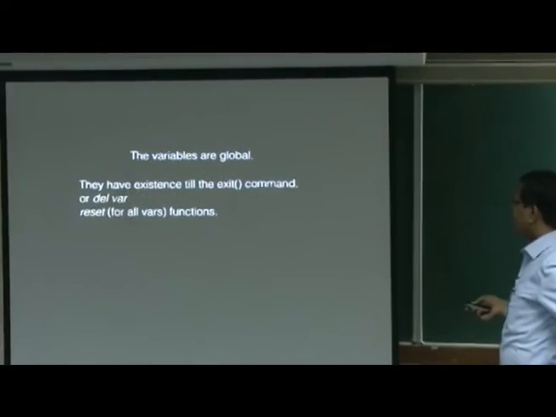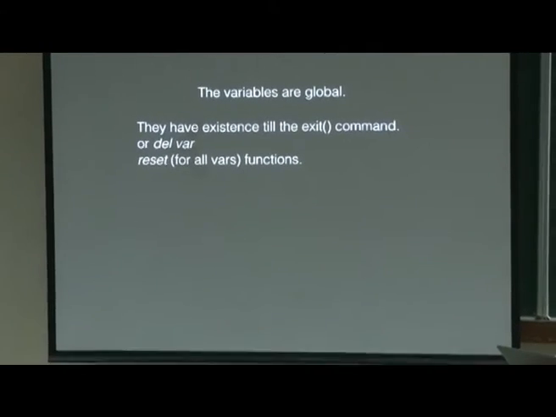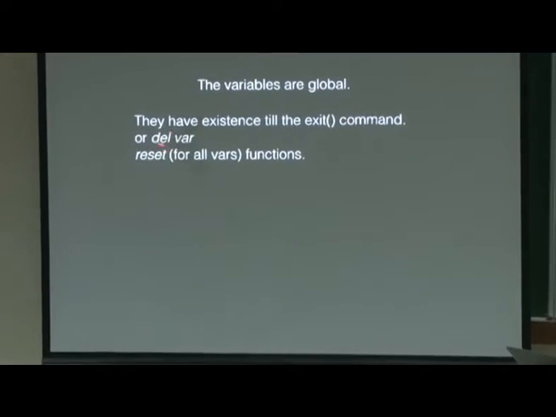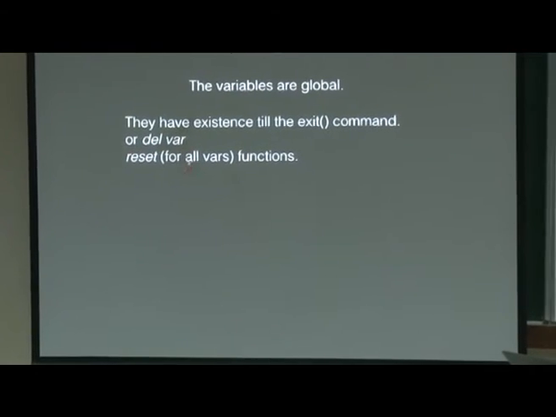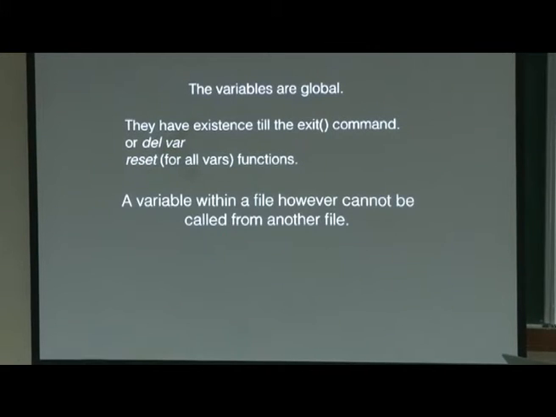So variables are global and they exist till the program quits, but you can delete a variable by this operation called del. If you say del variable name, it just goes away. We can also reset all the variables, meaning all will become empty, no variable will be present, and you can use this function called reset, which will reset all the variables. Actually, if I am using multiple files, which you will be doing later in the course, then variables from one file cannot be accessed by another file. Okay, you have to be careful.